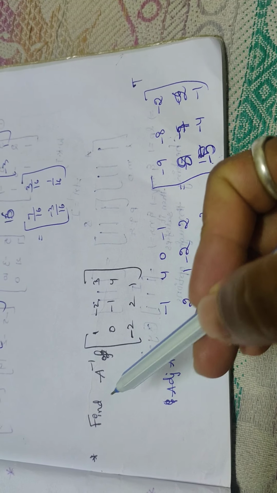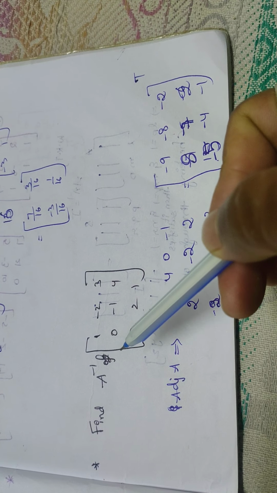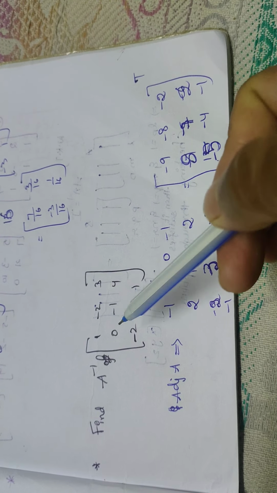Dear students, find A inverse for the matrix 1 -2 3; 0 -1 4; -2 2 1. Okay, let us consider this is the matrix A. First we have to find the adjoint of A. You know how to find the adjoint of A, the shortcut method.